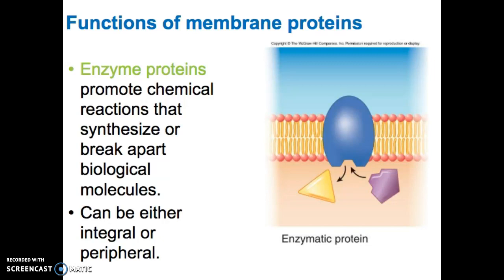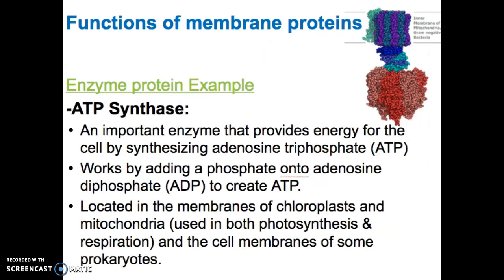Now, there's also enzyme proteins. So these will promote chemical reactions that will either build or take apart biological molecules, and these can be either integral or peripheral. So a great example of an enzyme protein is ATP synthase, which you've heard about when we talked about mitochondria, that they create ATP, right? Well, this is actually how they do it. In their membrane, they have this ATP synthase, and what that does is it will synthesize ATP. Okay, so it builds ATP.